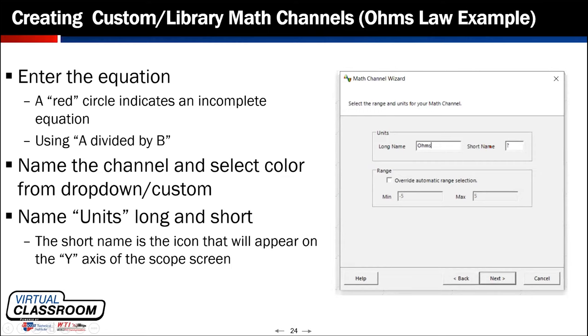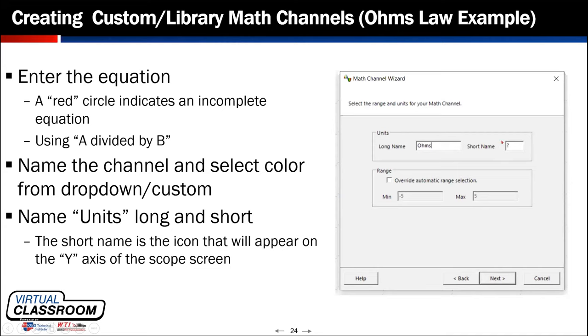But notice over here, the short name has a question mark in it. See, the short name, as you're going to see later, is the name that will identify the channel on your lab scope on the vertical axis where the values are. I'll show you that in a minute. But I don't want it to be a question mark. I want it to say ohms. But I want to make a really short example of ohms. So I want to put the omega symbol or the ohm symbol in.